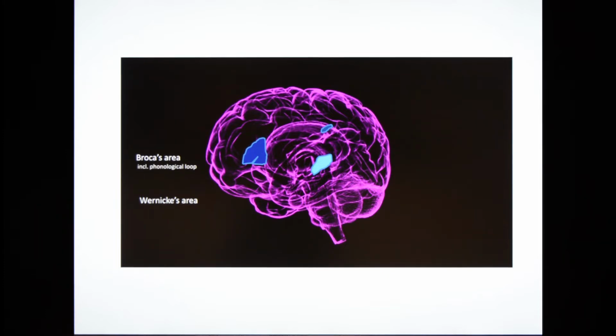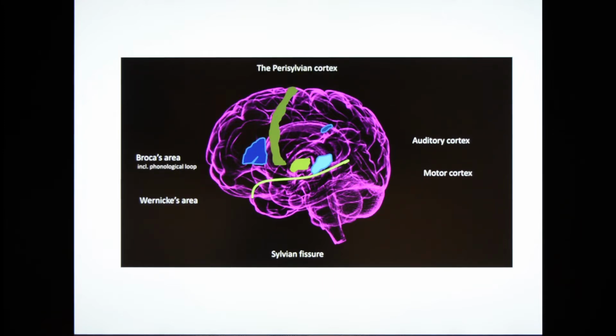Further to that, Broca's and Wernicke's areas are part of a larger language network that connects these areas with the auditory cortex that processes sound, as well as the motor cortex, which coordinates the physical aspects of speaking. All of these areas are around the Sylvian fissure, and therefore the network is named the perisylvian cortex.